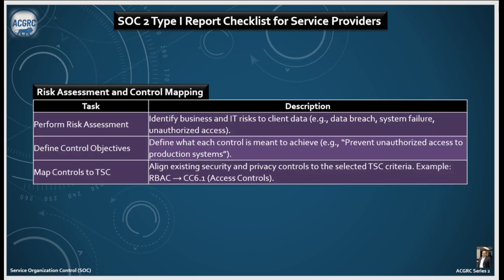Then comes your risk assessment, wherein you identify the business risk to the client. Then you define what each control is meant to achieve. Then you align your existing security and privacy controls to the selected TSC. Again, this is a place where, as I mentioned earlier multiple times, do not invent or reinvent the wheel. The idea is to reuse what is currently there and only design new if it is not available or not working or not fit for purpose. Then only go for creating new. Reuse is always the recommended approach.